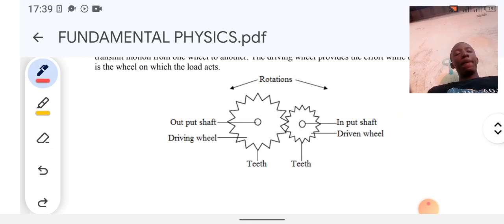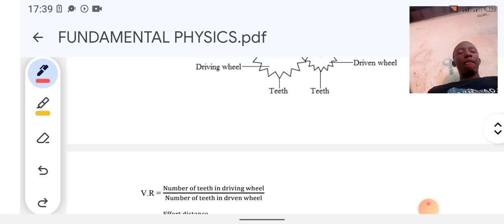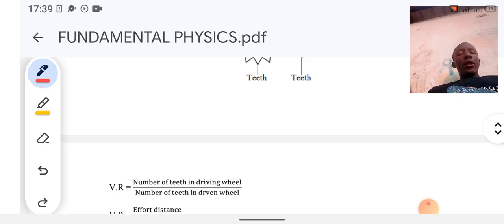So for you to find the velocity ratio of this type of simple machine, you need to know the radius of this one, which is small, and the radius of this one, which is big. So for you to find the velocity ratio, simply divide the radius of the wheel by the radius of the axle.